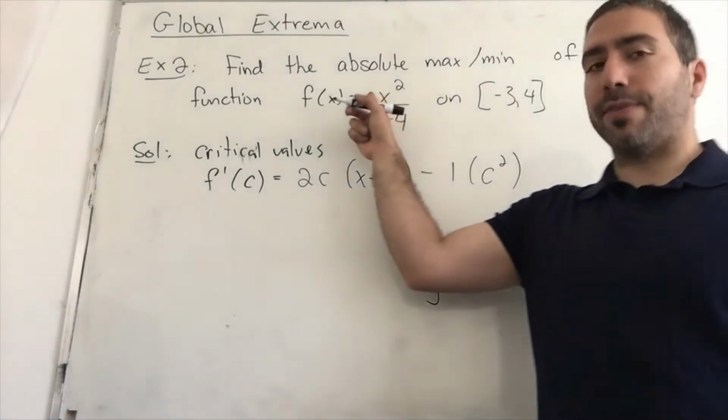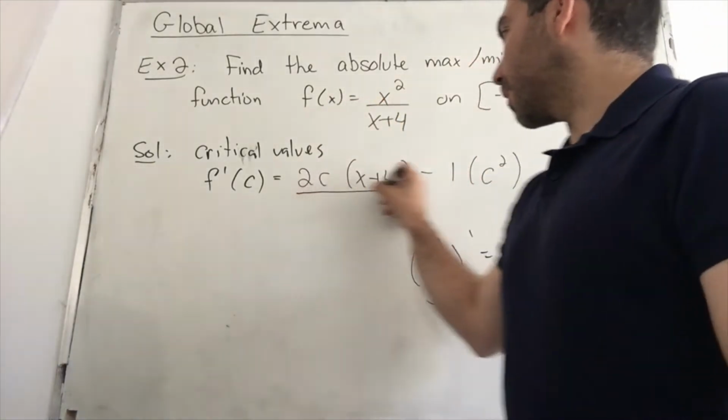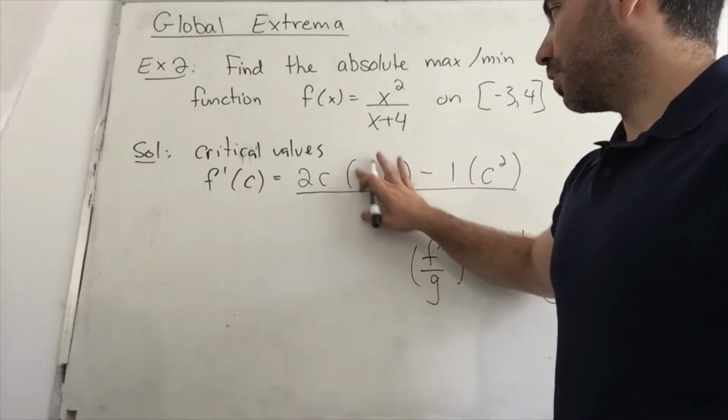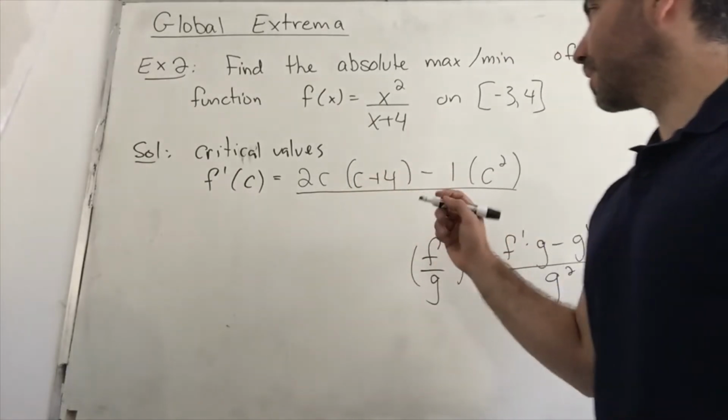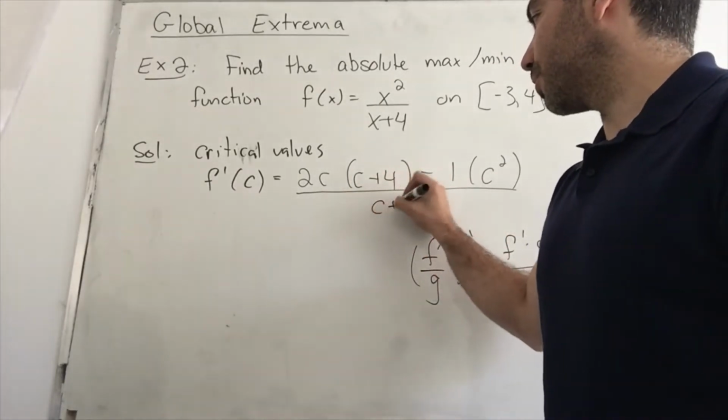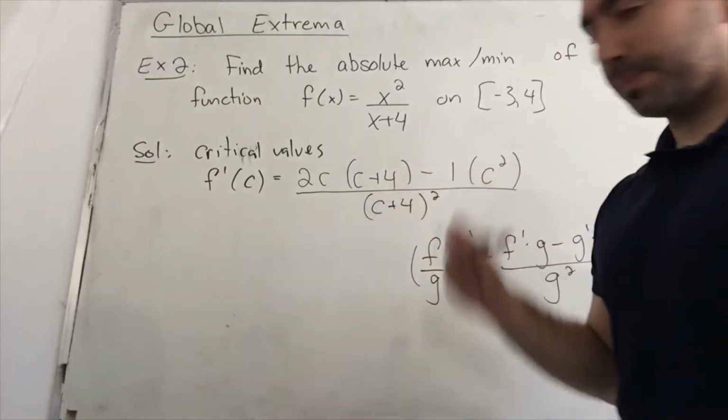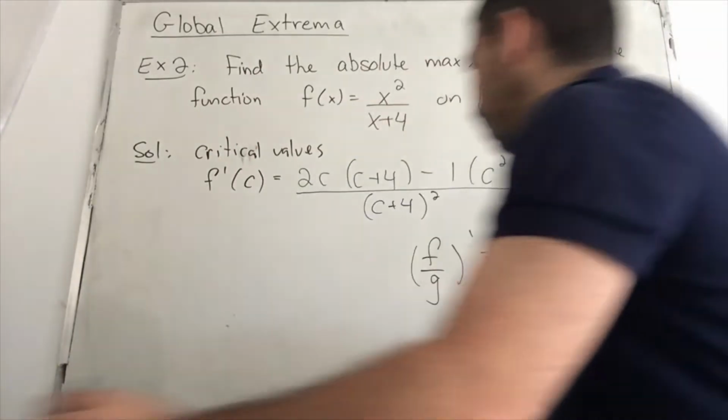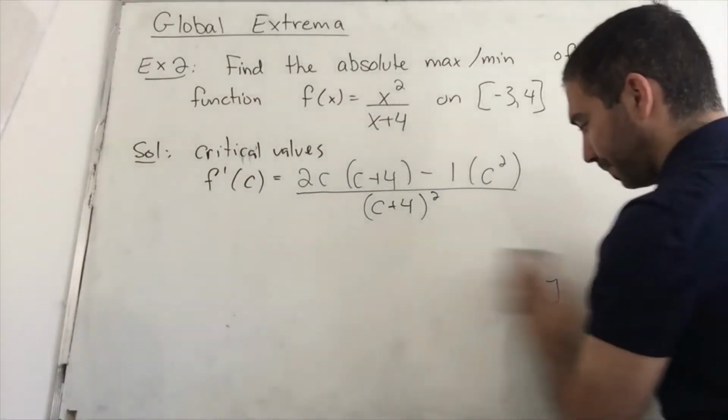Again, instead of x's, I'm using the letter c. Don't let that confuse you. Oops, so here I should be using c, not a hex. And then over the bottom squared, so c plus 4, all that squared. That's our derivative. Let's go ahead and simplify that.